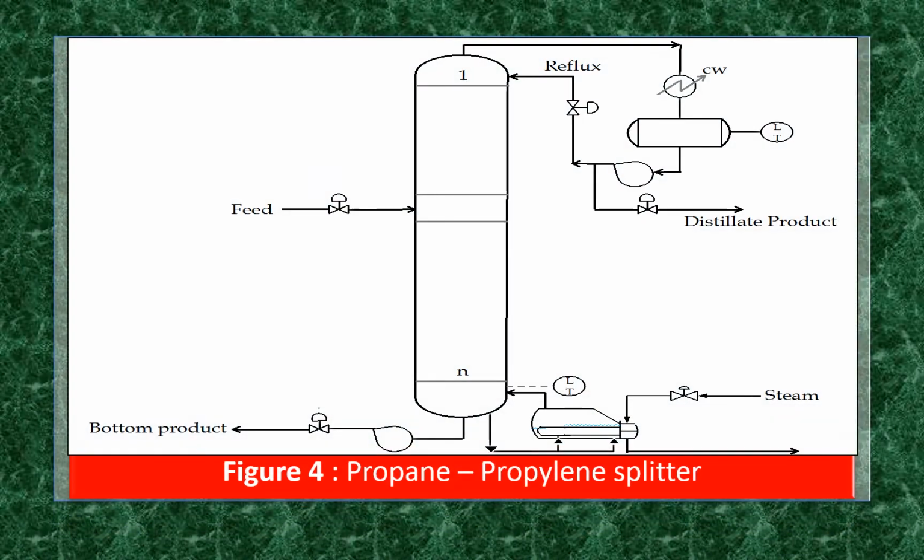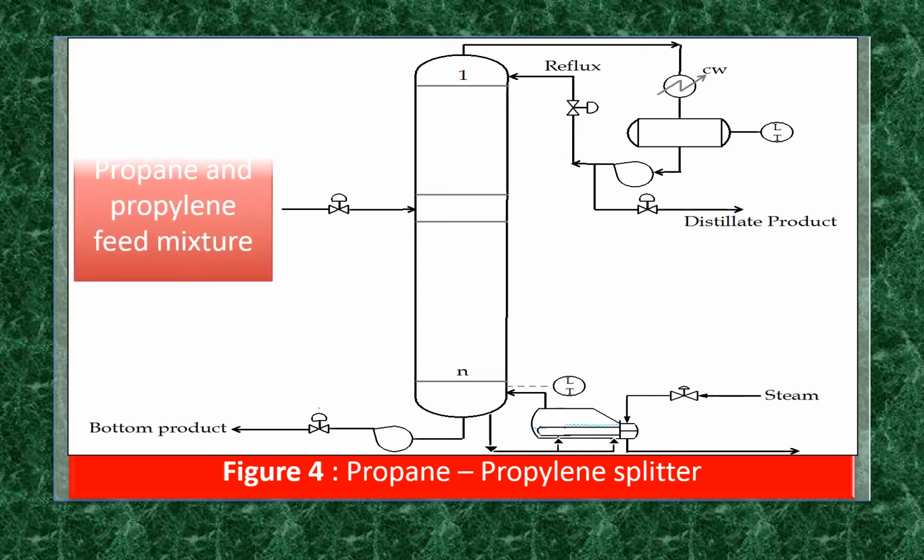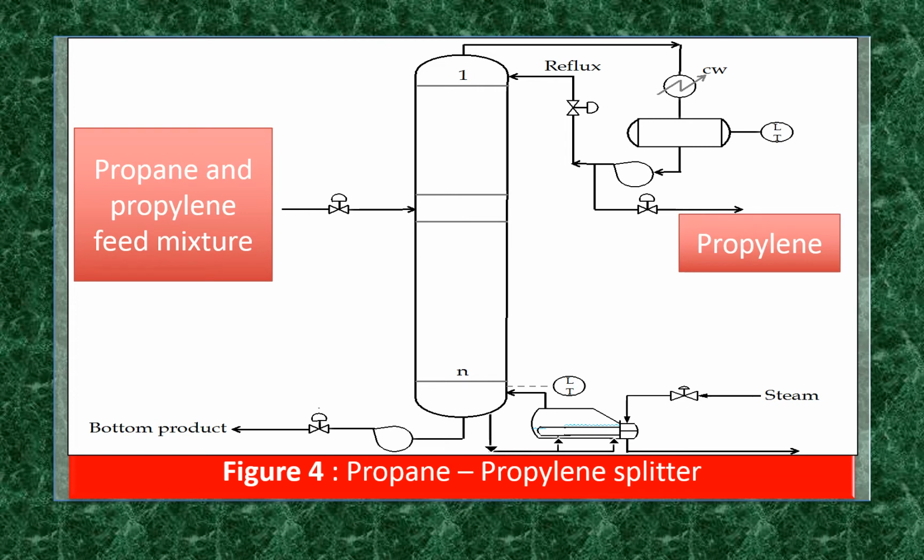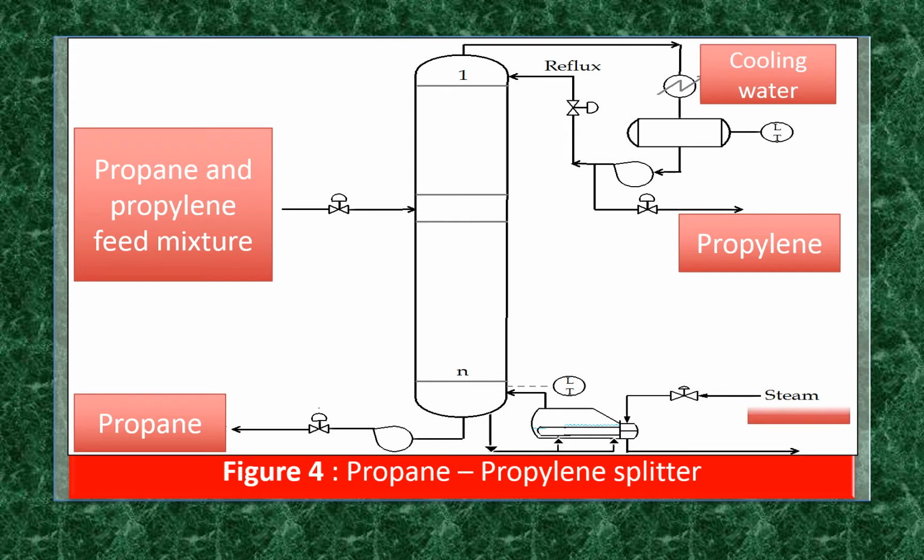This figure illustrates the propane and propylene splitter for our case study. Propane and propylene mixture is the feed. Propylene is the distillate product and propane is the bottom product. Cooling water is the utility for the condenser. Heat duty for the reboiler is provided by steam.